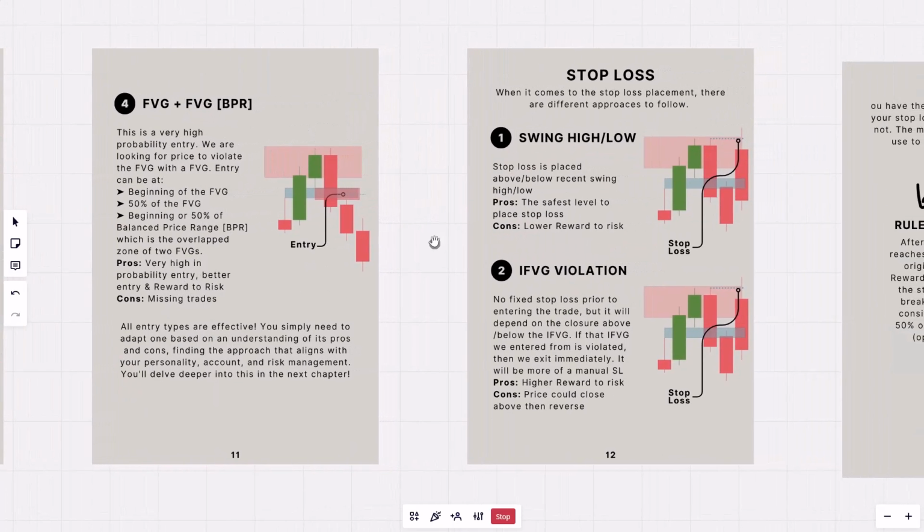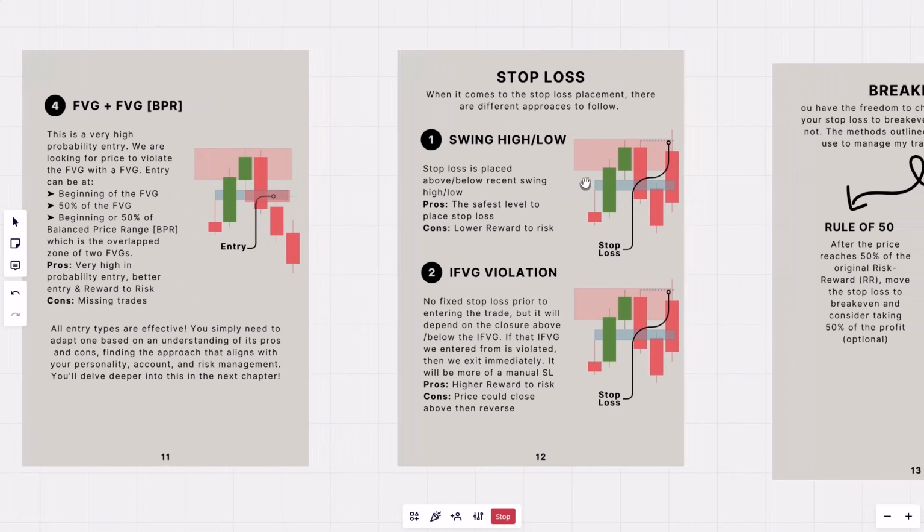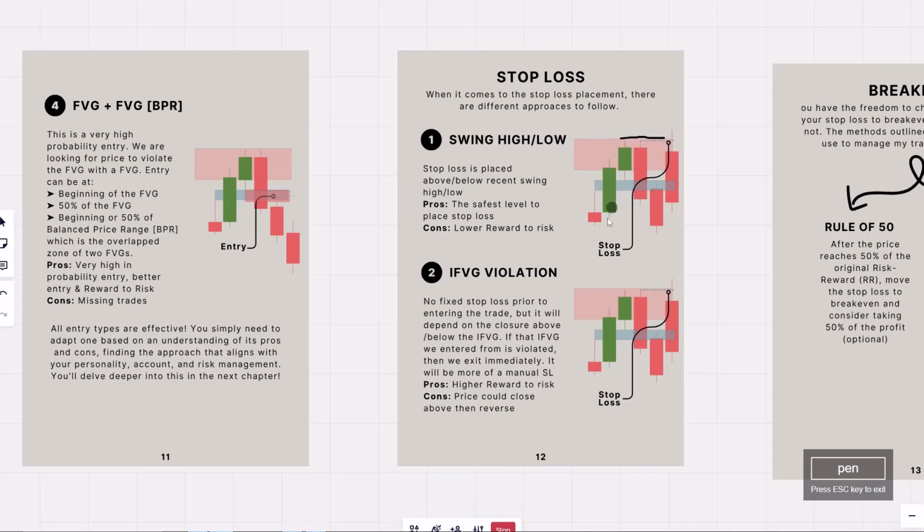Now for the stop loss placement, there are different approaches to follow as well. It could be the swing high or low. So for example, this is the inverse fair value gap, right? It is created here. If we enter using the body closure, then our stop loss would be above this high. You see right here. Now this is the first approach, and this is actually the safest level to place your stop loss, but it's going to give you a lower reward to risk.